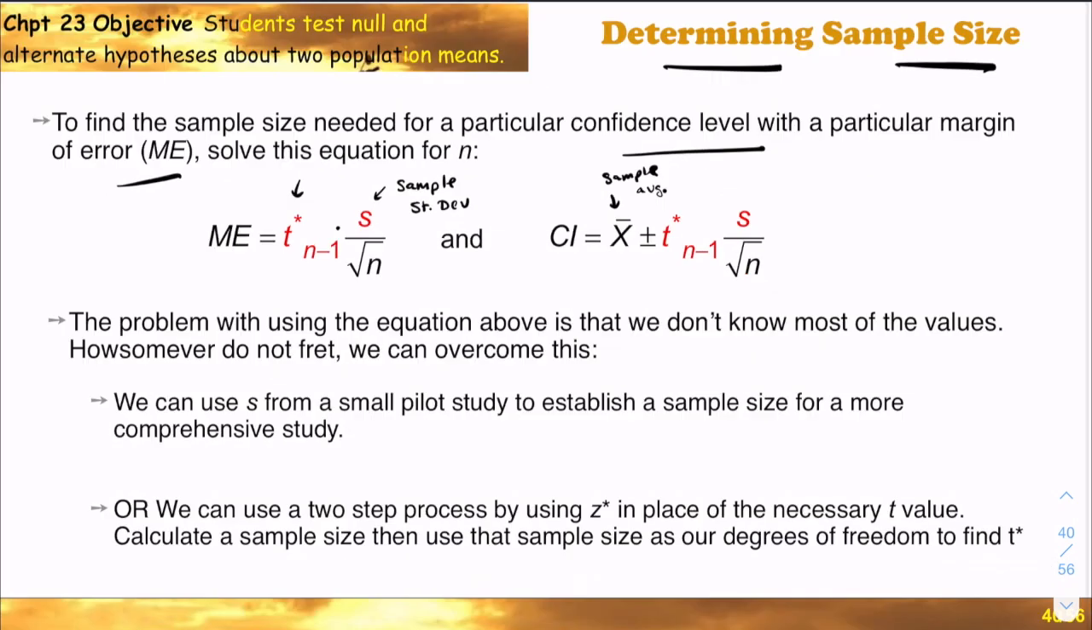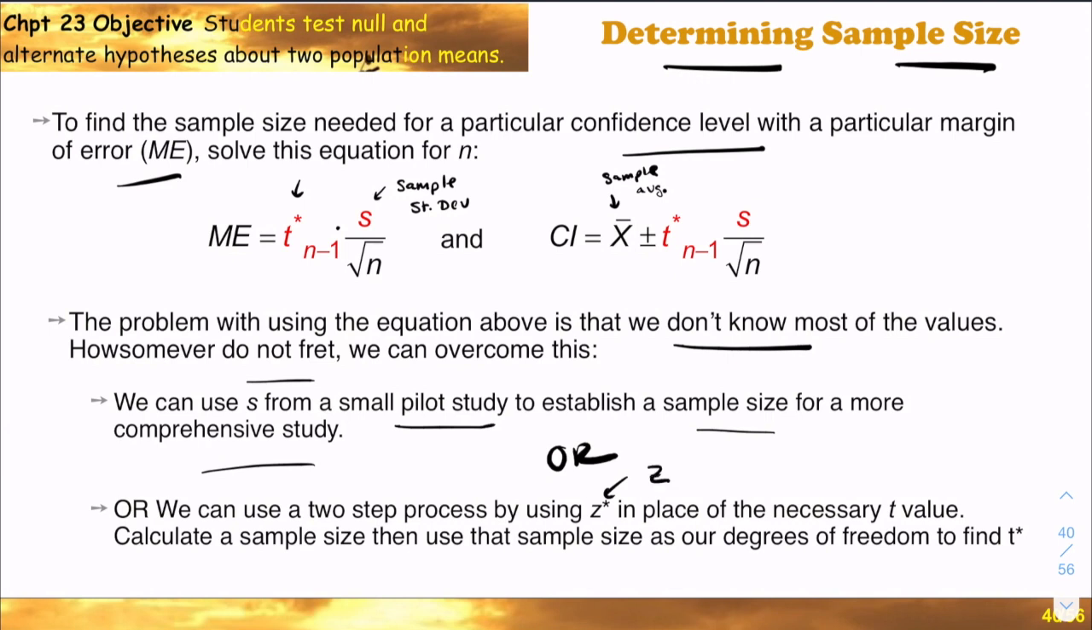Now, this is all great, but the problem is that when you go about collecting your own data, you don't know what the sample standard deviation is because you haven't collected the sample, and you don't know what n is. And that's what we're trying to find here. So the problem with using the equation above is that we don't know most of the values. However, don't fret. We can overcome this. You can either use s from a small pilot study to establish the sample size for a more comprehensive study, or what we're going to show is we can use a two-step process by using z star first.